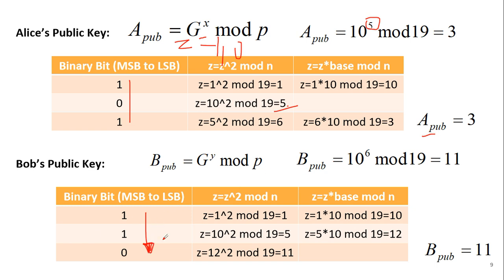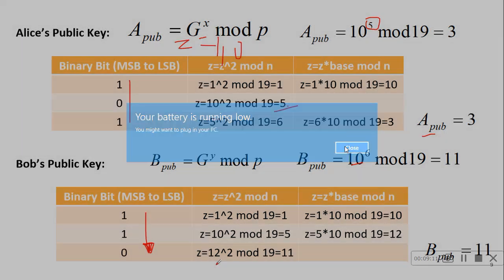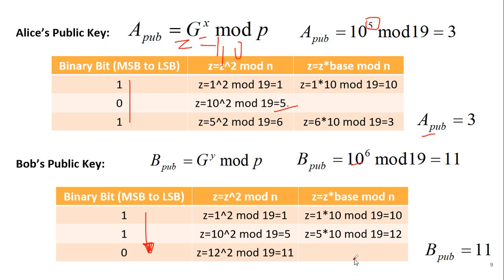So 6 is nothing but 110. Initially z is 1, square mod 19 is 1. As the bit is 1, we do the next operation, that is multiply. So 1 into 10, the base is nothing but 10. See, this is the base. So 10 mod 19 is 10. Then next 10 square mod 19 is 5. Then 5 into 10 mod 19 is 12. Square mod 19, 12 square mod 19 is equal to 11.